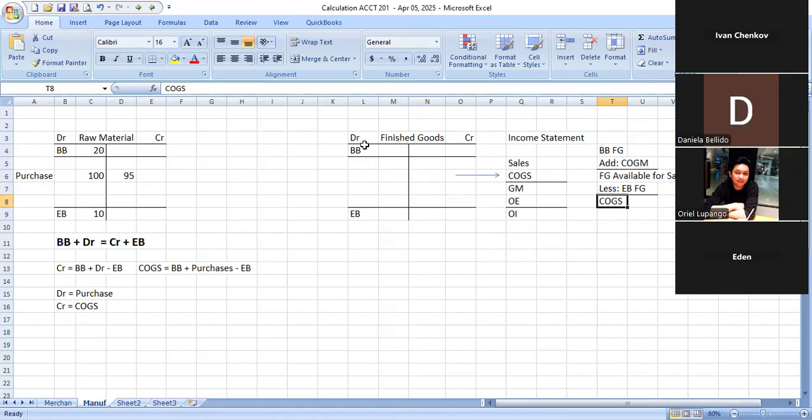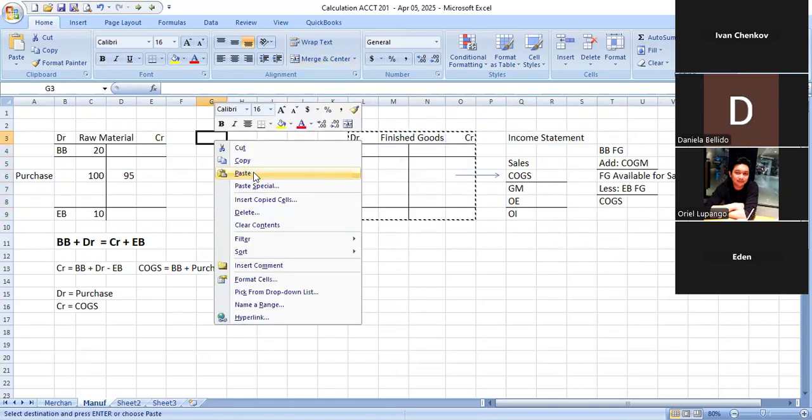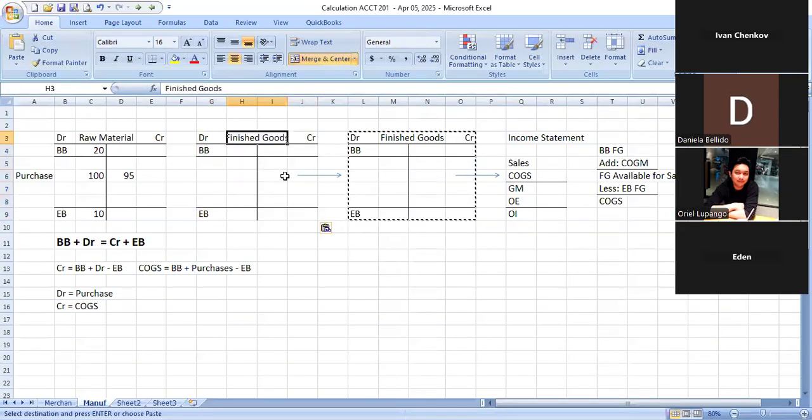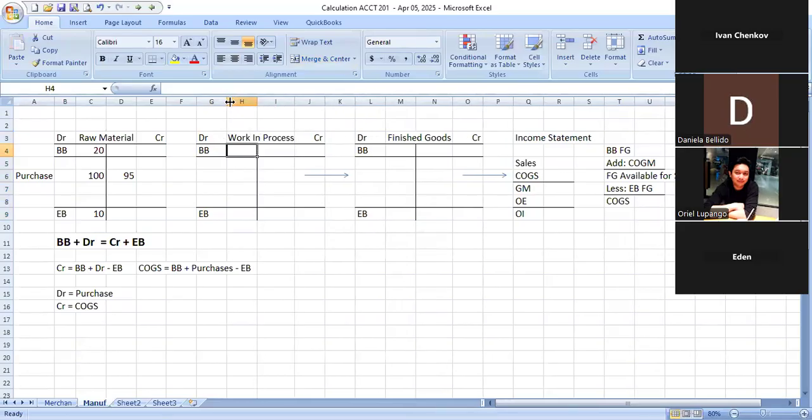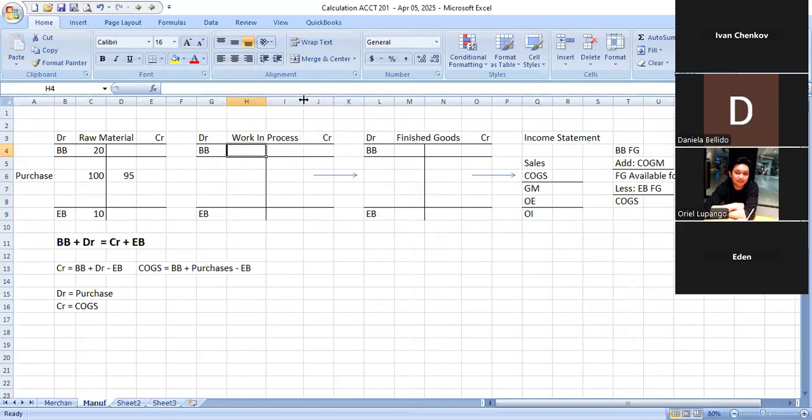Now, in finished goods, as you can see, we have the beginning balance, but we have something that's coming in. Now the question is from which account that's coming in. That's why here in the middle, we're going to have one new account, which is going to be the work in process account. That work in process account is going to give us access to the finished goods.